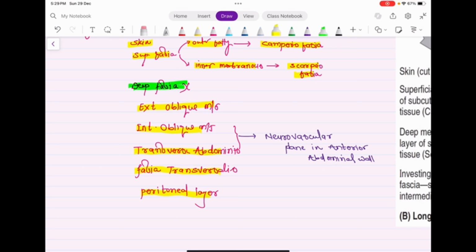There is one important question here. The question asks, where is the neurovascular plane present in the anterior abdominal wall? It is present between the internal oblique muscle and the transversus abdominis.